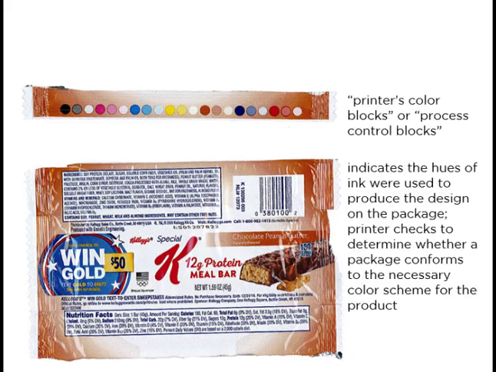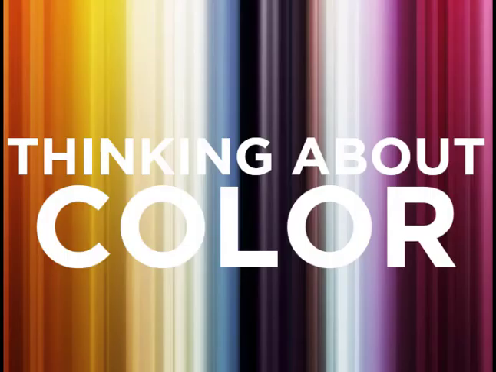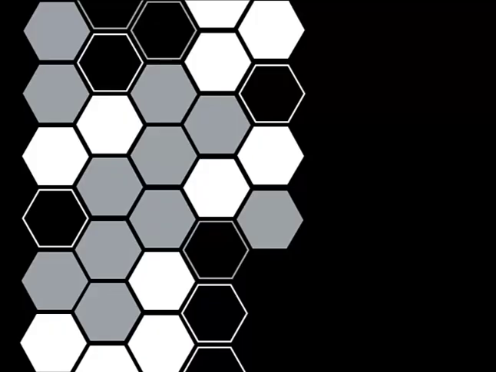These are printer's color blocks or process control blocks, which indicate which hues of inks were used to design the package and allow the printer to ensure quality control and exact color duplication. Imagine if you bought a case of Coca-Cola, for instance, and the cans were a reddish brick red instead of the vibrant Coca-Cola red you're used to. That's a lot to think about in regard to color, which is something I don't think we often pay that much attention to.